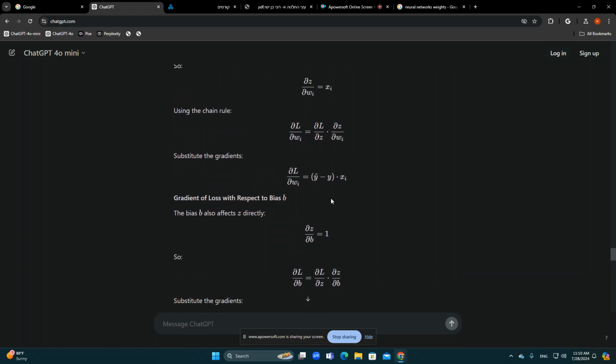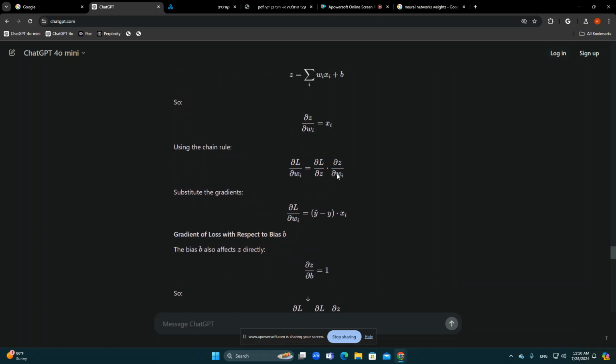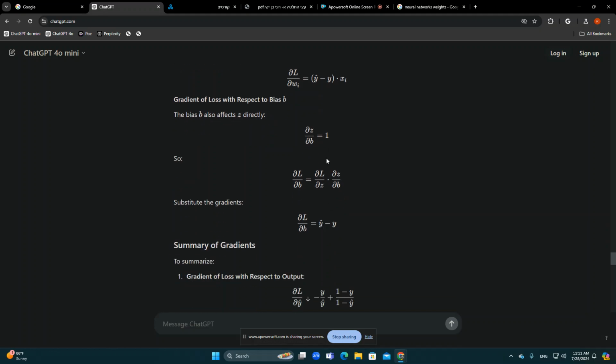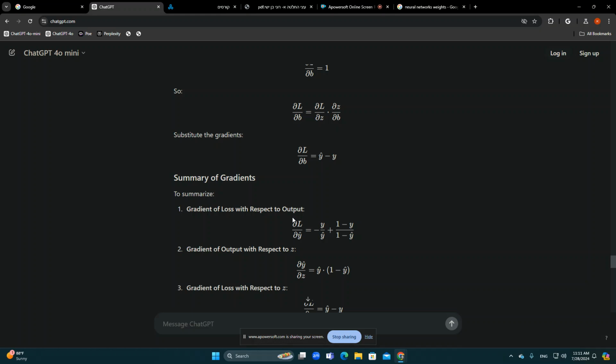And we can also take the derivative of z with respect to b, which is the bias, which will thus be 1, right? So the derivative of loss function L with respect to b will be the derivative of L with respect to z times the derivative of z with respect to b, which will be just this one times 1, which is this one.